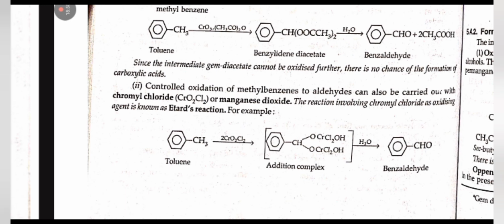Controlled oxidation of methyl benzene to aldehyde can be carried out with chromyl chloride or manganese dioxide. The reaction involving chromyl chloride as oxidizing agent is known as the Étard reaction. For example, toluene on reaction with CrO2Cl2 will give an addition complex. Then reaction with H2O will give benzaldehyde.